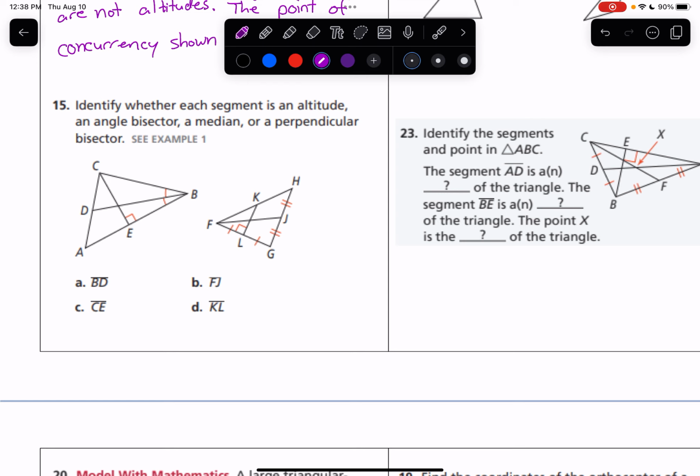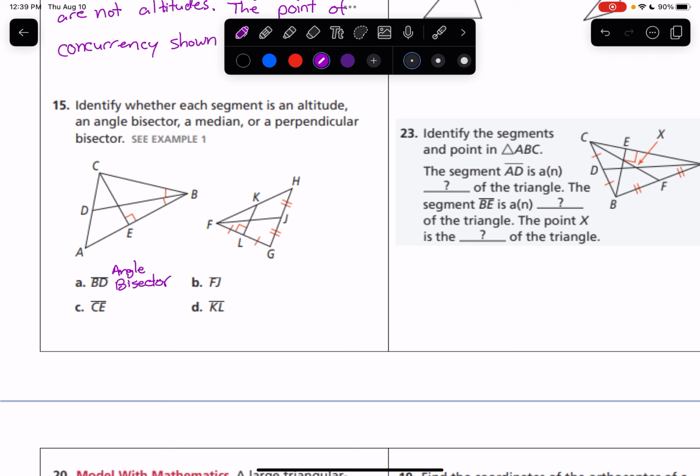There you go. Number 15, identify whether each segment is an altitude, an angle bisector, a median, or a perpendicular bisector. So, let's take a look. Firstly, we've got segment BD. BD is created by the angle bisector. So if it's an angle bisector there, that's what we want to write. This is an angle bisector.